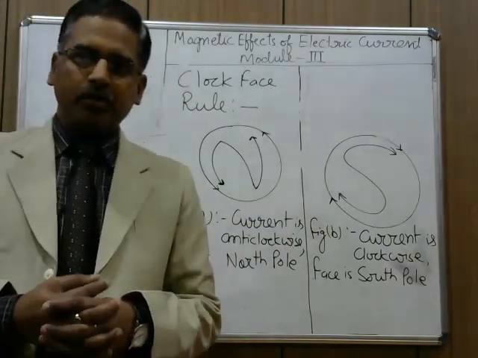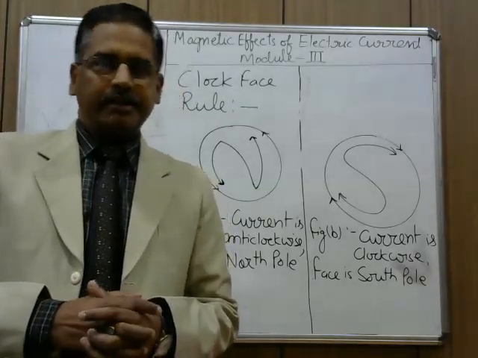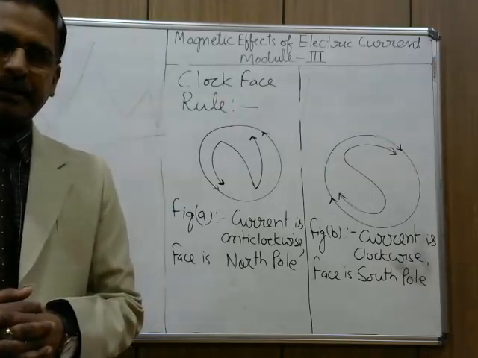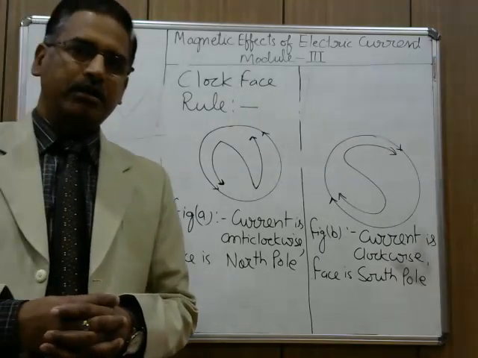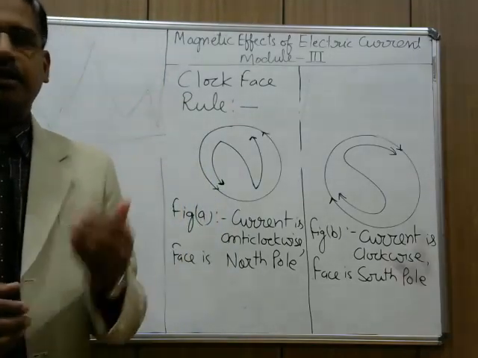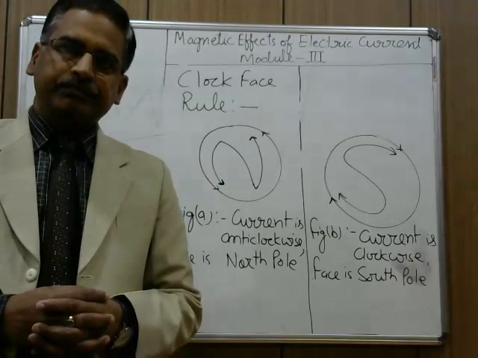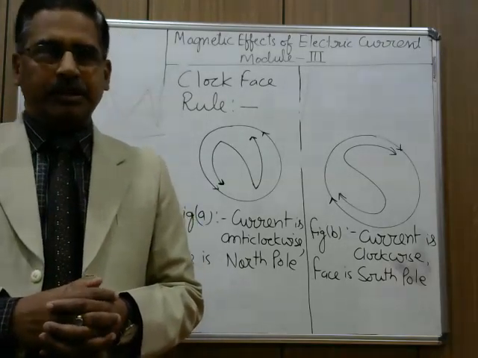So this is all about the magnetic field produced by a current carrying circular loop. In the next module we will discuss one more current carrying conductor. Till then, go through all the points, learn all these points by heart. Stay home, stay safe. Thank you.